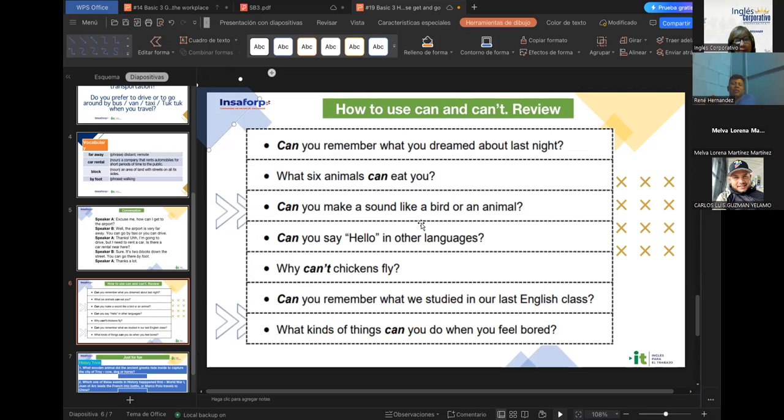What kind of thing can you do when you feel bored? When I feel bored, I play baseball. Okay. Asking for you: can you remember what you dreamed about last night? Yes, I remember that I was going to wake up only for taking my breakfast and take a shower. Only that? Yes. Okay. What animals can eat you? I think lizard, dog, cheetah, tiger, and lion.